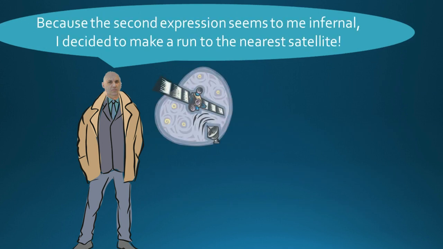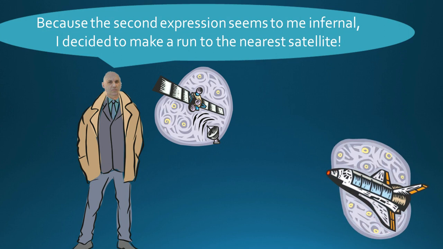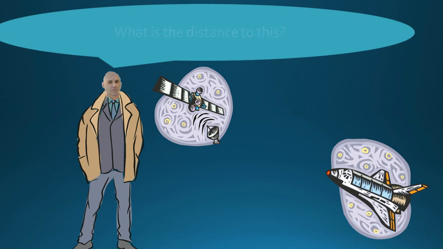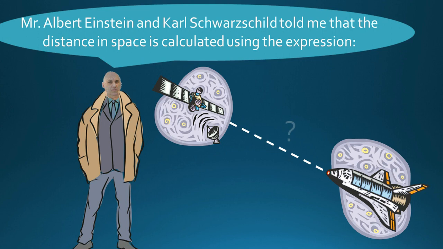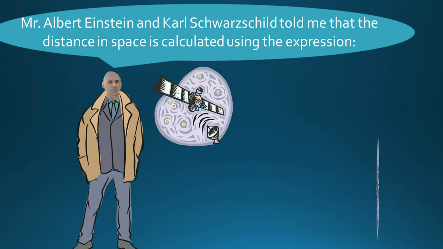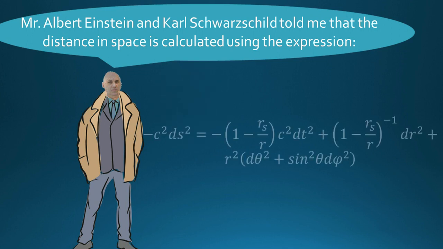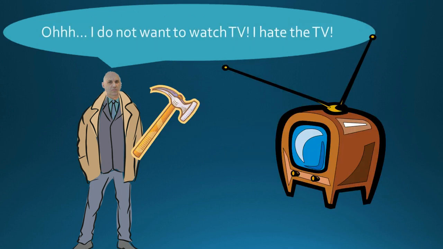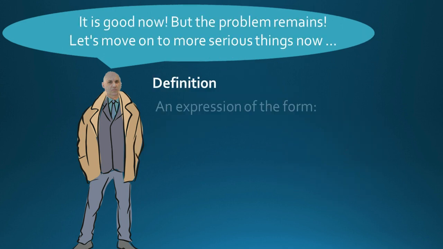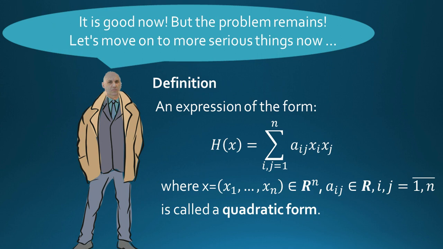Because the second expression seems to me infernal, I decided to make a run to the nearest satellite. What is the distance to this? Mr. Albert Einstein and Carl Schwarzschild told me that the distance in space is calculated using the expression ds² = −(1 − rs/r)c²dt² + ... and so on. I do not want to watch TV. I hate the TV. It is good now, but the problem remains.